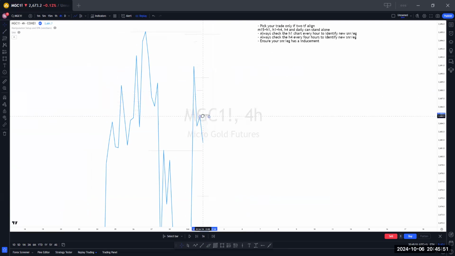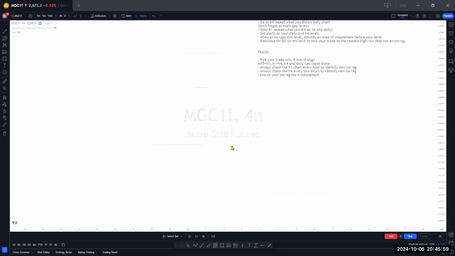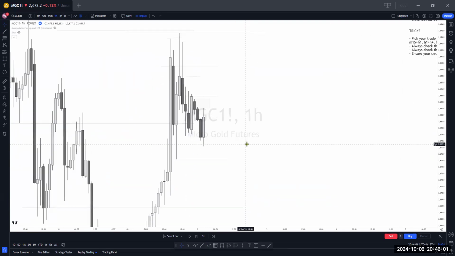Okay, because the H1 chart cannot stand alone, especially in a ranging market. In a trending market, it probably will. In a ranging market like this, it might not stand alone. Okay, so we have that marked.